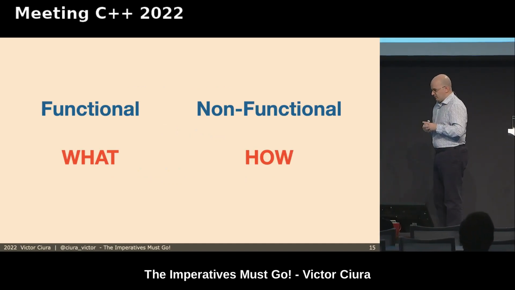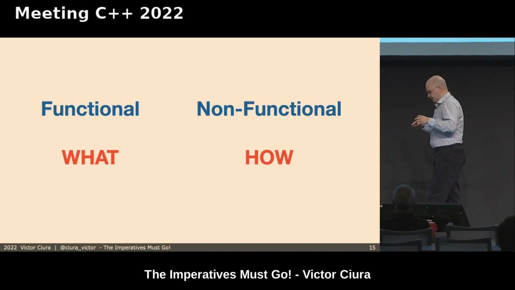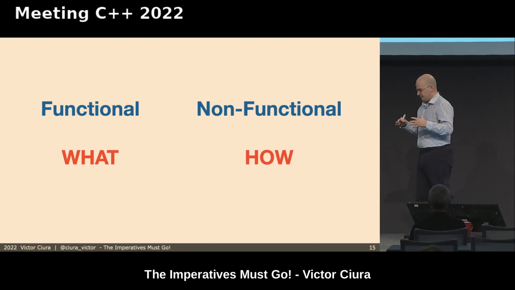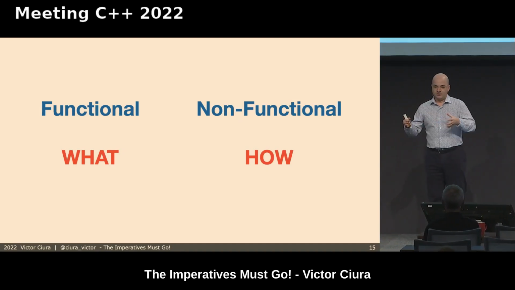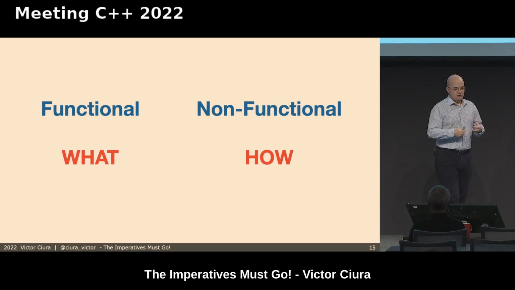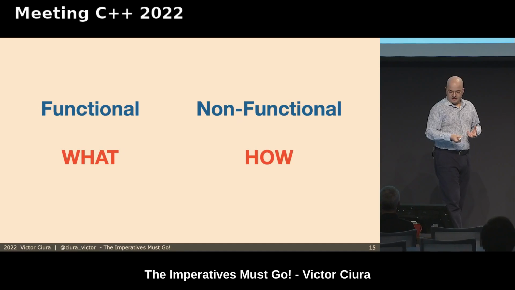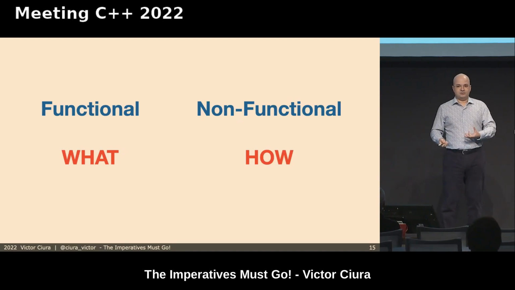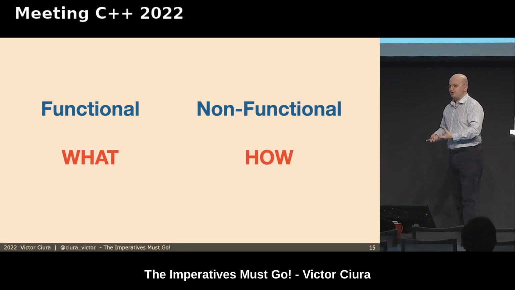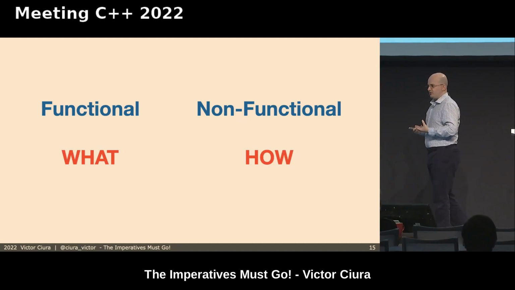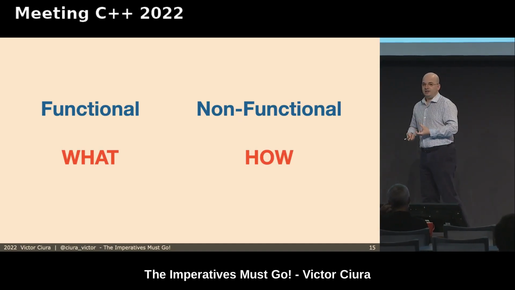So if I were to sum up in just two words, the rift here in terms of mental model would be: functional is about what we're trying to accomplish, whereas imperative styles of programming are about the details, about the how.